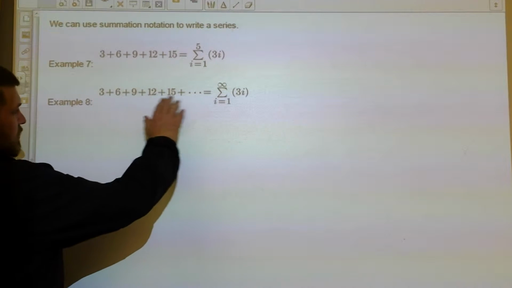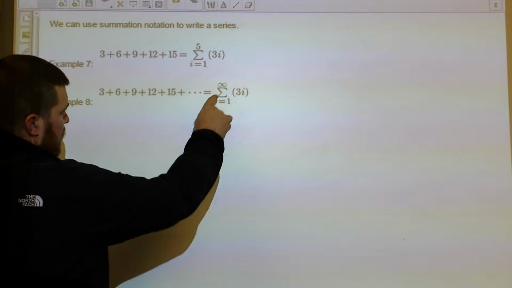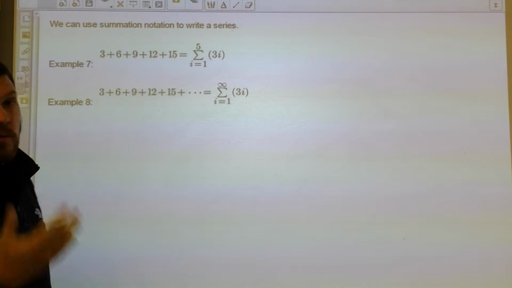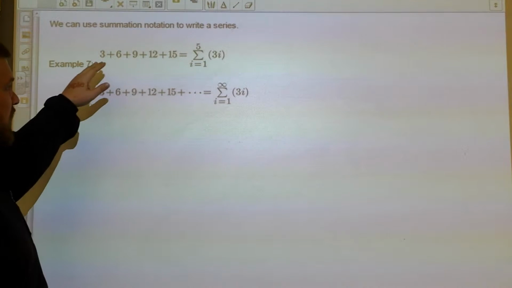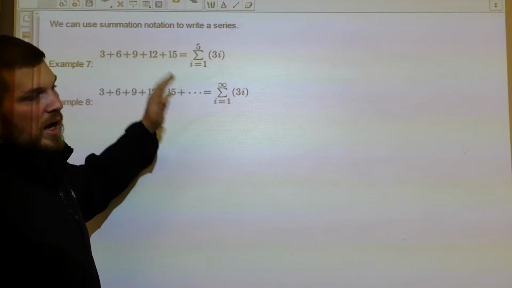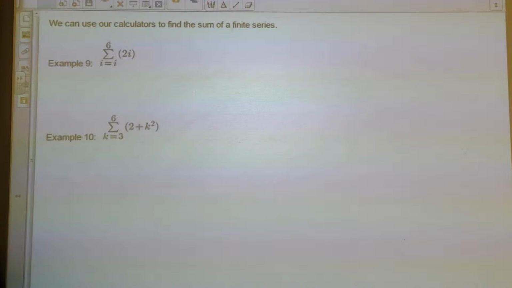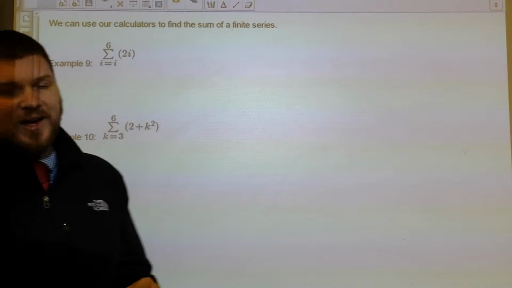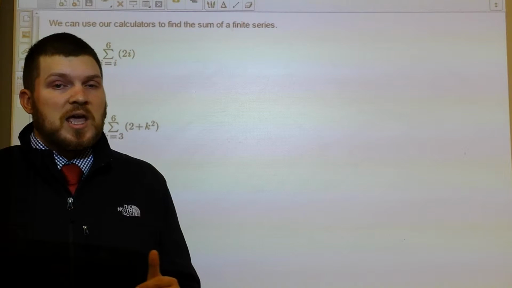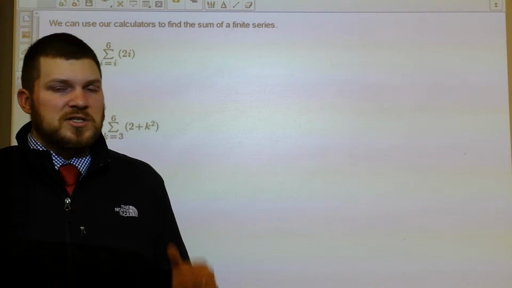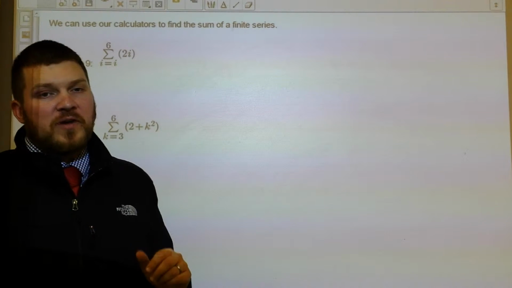For an infinite series, here in example 8, it's the same idea, but it's just dot, dot, dot. You would keep going all the way to infinity, so you would never finish. Obviously, it's going to be a lot easier to work with finite series as compared to infinite series. So we can use our calculators to find the sum of a finite series. We cannot use our calculators to directly find the sum of an infinite series. It can be done, but we're not going to talk about it in this class. That's a little bit more advanced stuff. So we're just going to focus on finding the sum of a finite series.